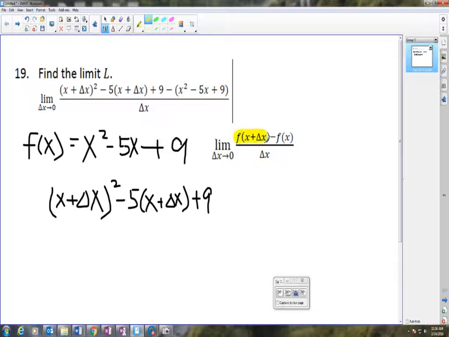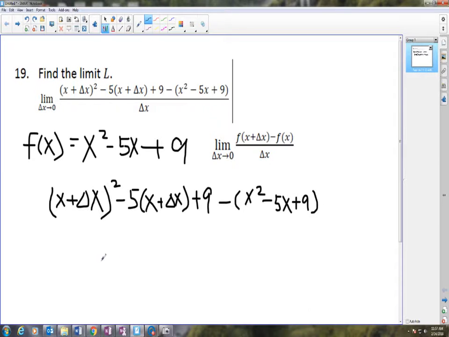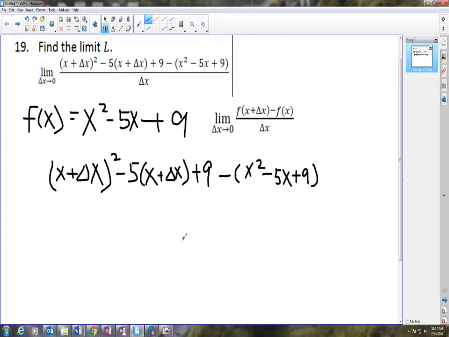Let me highlight this real quick. All of this is the first term in the formula. Then I'm going to subtract my actual function, f of x, which has three terms, so I put them in parentheses. What I'm going to do is simplify this expression, and then put in my delta x in a minute. Down here it is all divided by delta x.